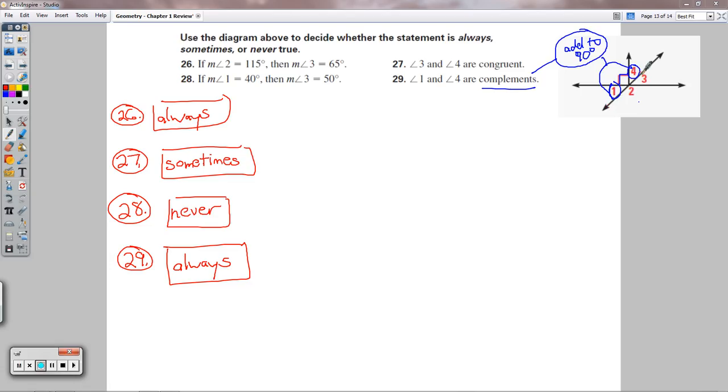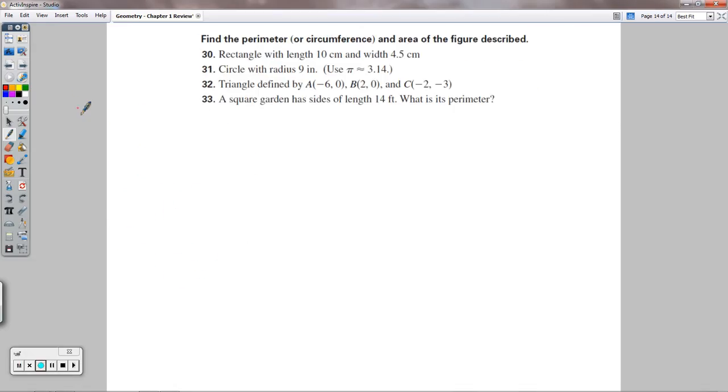Maybe they're assuming this doesn't have to be a straight line, but then that throws everything else off too. So I don't like their answer. I'm going with always. I'm saying this and this, 1 and 4, always have to add up to 90. They always have to be complements. But other than that, the rest looked okay to me.